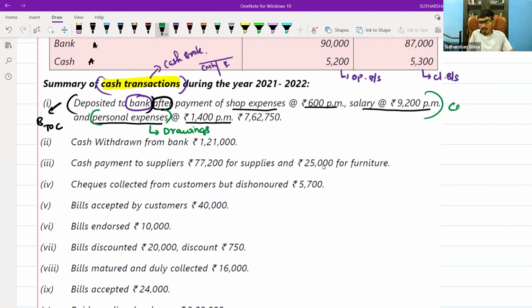All of this is paid in which mode? Cash mode. And then I deposited the value of 7,62,750 to the bank after payment, which should be studied with this line. So I need to make two postings here. Deposited to the bank is a contra entry, bank to cash.